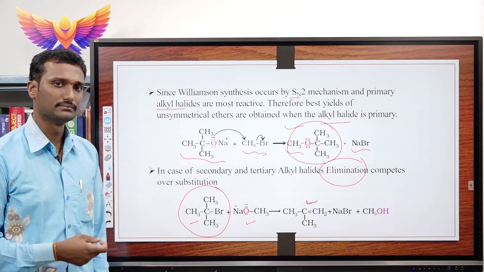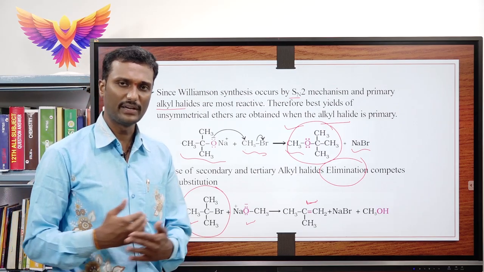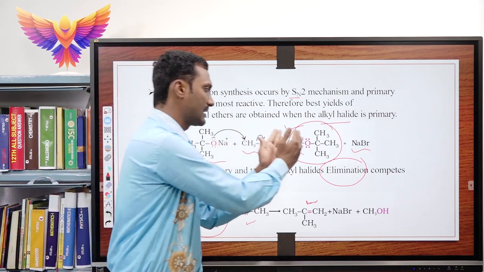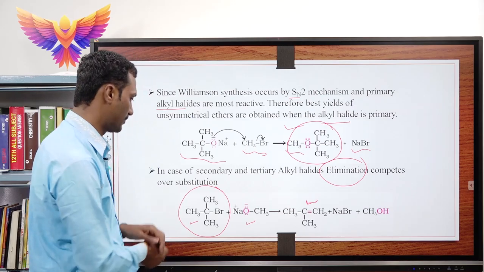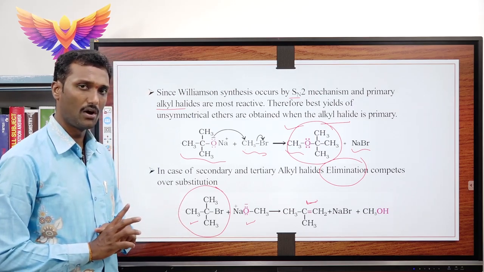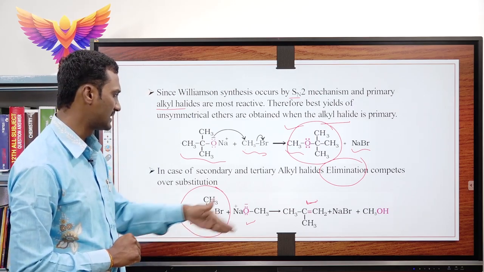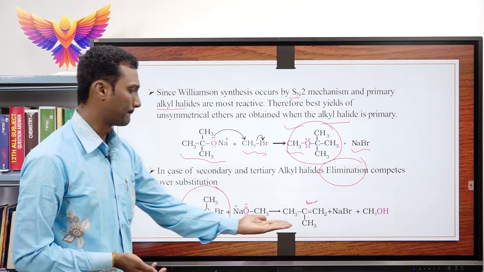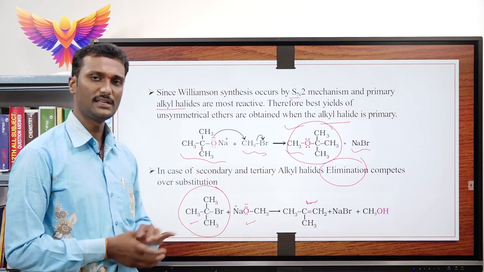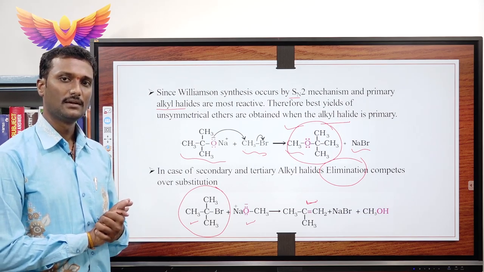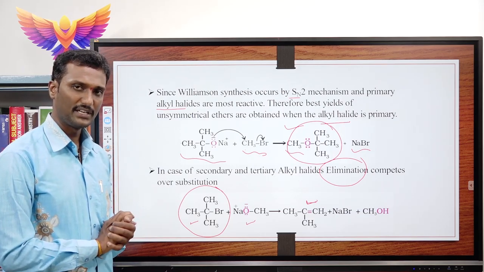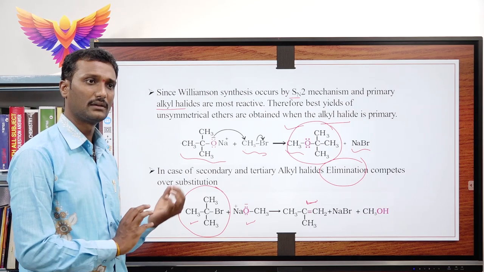So that's why the reactants to be selected are very important. Then it gives a better yield of the ether. Suppose you prefer the tertiary alkyl halide, then it will give the alkene product. So this is about the Williamson ether preparation by using different reactants.